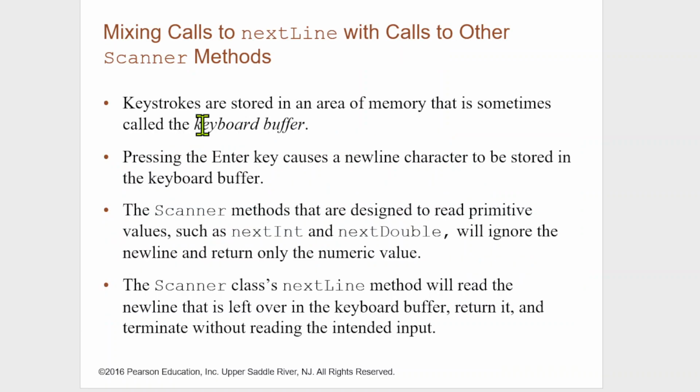Okay. Mixing calls to nextLine with calls to other Scanner methods. Keystrokes are stored in an area of memory that's sometimes called the keyboard buffer. Pressing the Enter key causes a new line character to be stored in the keyboard buffer. The Scanner methods that are designed to read primitive values, such as nextInt and nextDouble, will ignore the new line and return only the numerical value. The Scanner class nextLine method will read the new line that is left over in the keyboard buffer, return it, and terminate without reading the intended input.